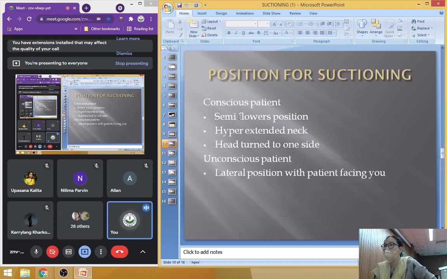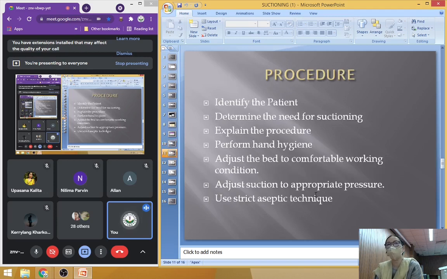So positioning in a semi-conscious patient: semi-Fowler's position, hyperextended neck. The neck should be extended, just like in the CPR I showed you, then head turned to one side. And for an unconscious patient, as Nilima said, it will be lateral position, with the face of the patient facing towards us, towards the person who is going to do the procedure.